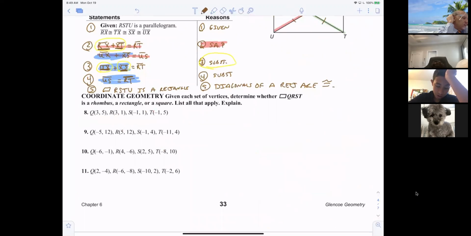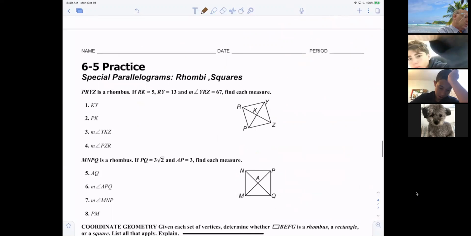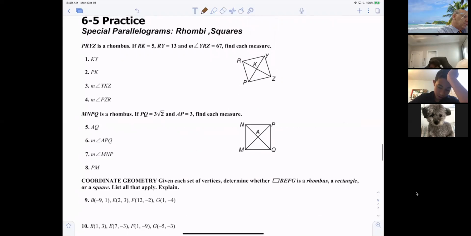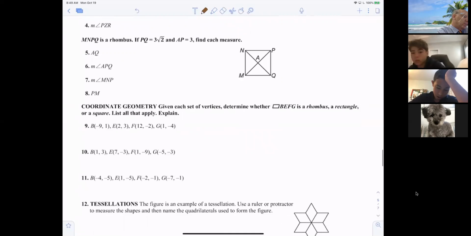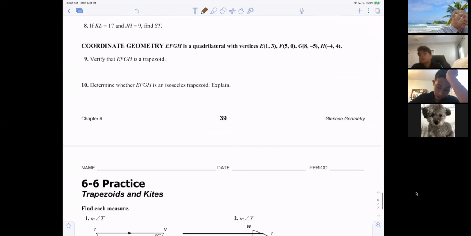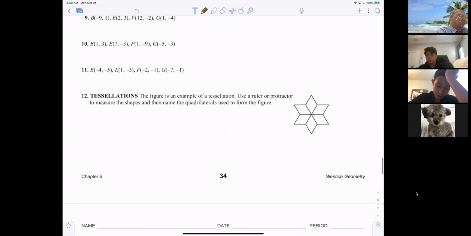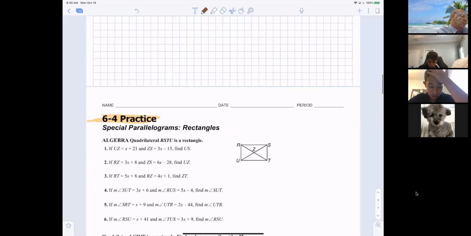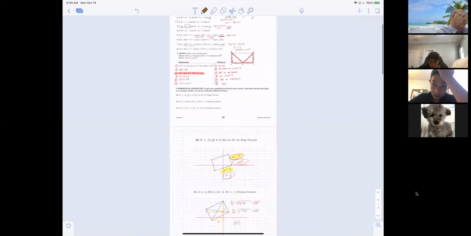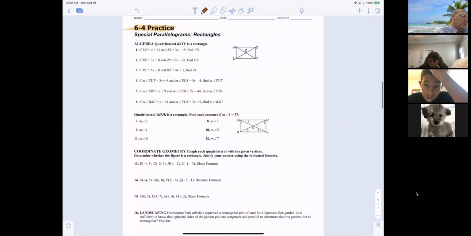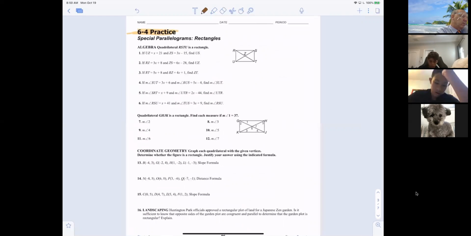Now, I'm thinking about leaving this for tomorrow. Rhombus. Oh yeah, trapezoids and kites are easy. All right, so let's practice this worksheet right here. And there's not even a proof.